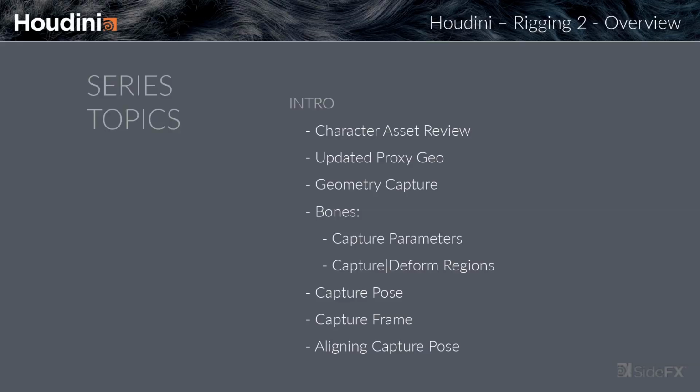In this series, we'll start with an overview of the rig that we built in our first series, including some changes to its UI, some of its scripts, and the updated proxy geometry. Then we'll look at capturing geometry in Houdini in general, and how it's accomplished. We'll look at bones and their capture parameters, the capture and deform regions, capture pose and capture frame and how they differ. We'll look at aligning the capture pose.